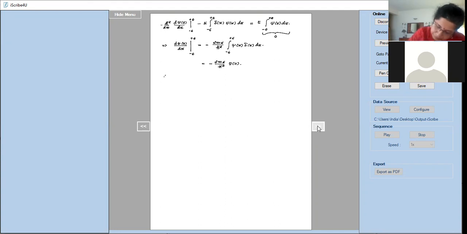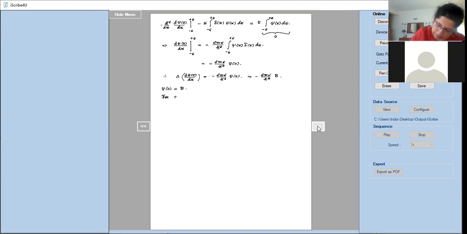So therefore, this guy, I'm going to write it as delta of d psi x dx is equal to minus 2m alpha by h cross square psi of 0. Now you realize that psi of 0 is essentially b, right? So therefore this is going to be essentially minus 2m alpha by h cross square b, okay?